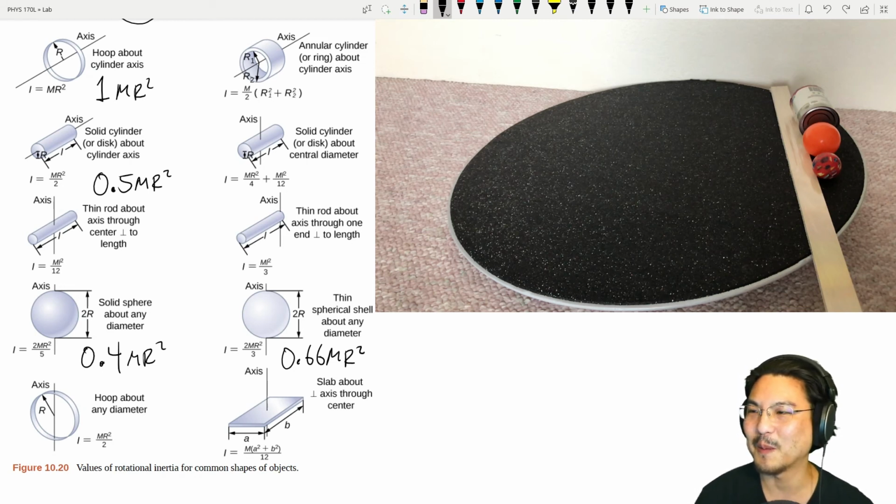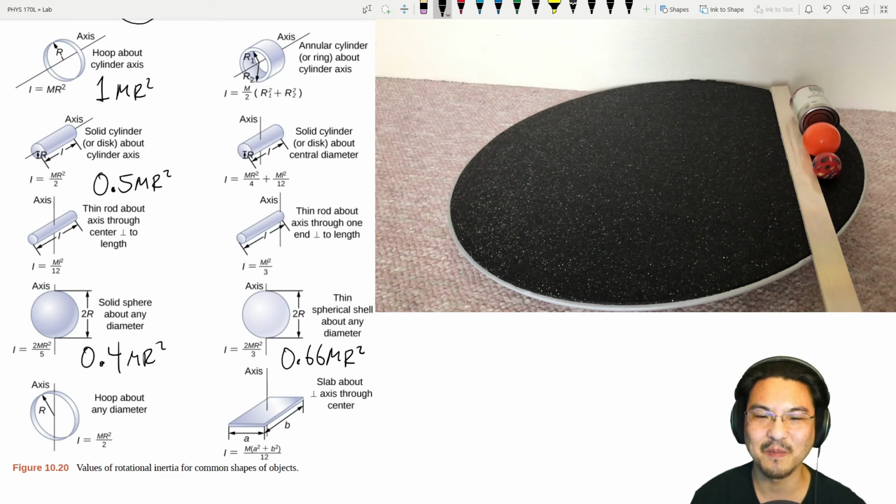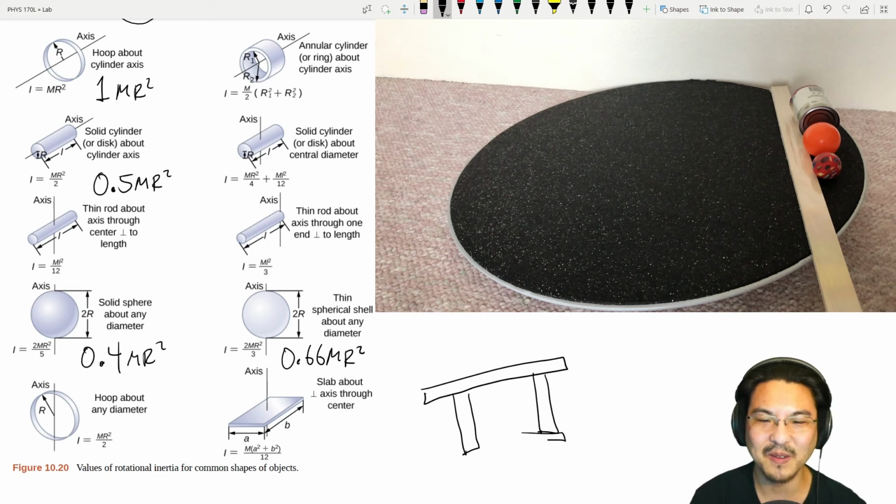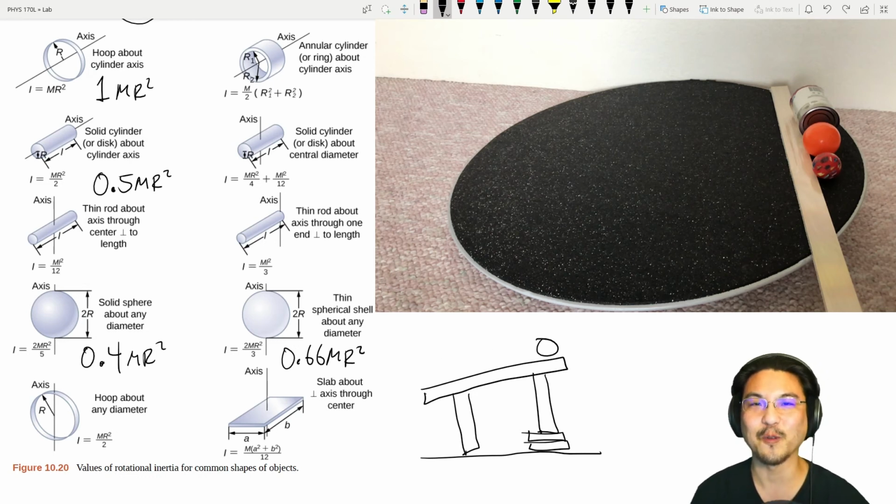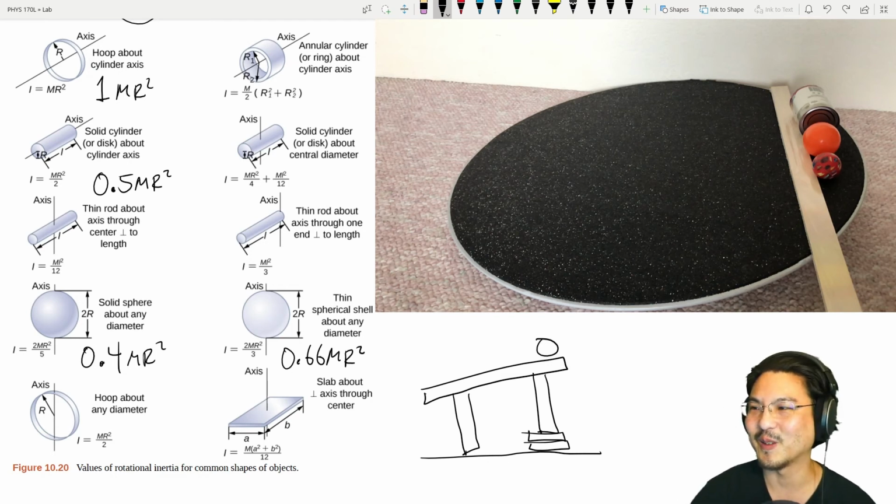So I set up this ramp. Initially I was going to just use a table like this, and then I put books under one leg of the table like this. So then it's at an angle, and then I just put objects to roll. But the table is a little bit shiny for the purpose of recording so you can see this video. So I just looked for something with a kind of dull finish.